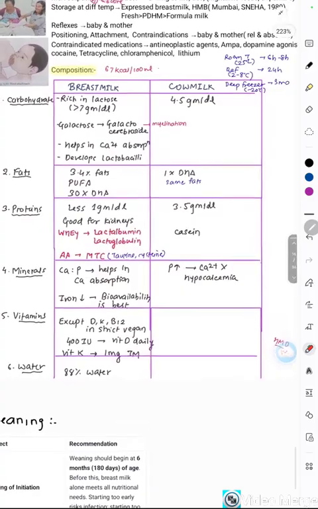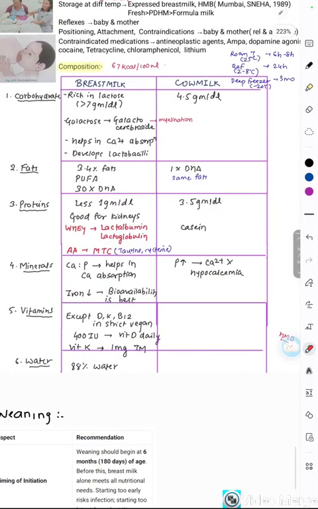Now the composition of the breast milk is important. 100 ml of breast milk has about 67 kilocalories. It is rich in lactose, more than 7 grams per dl. The galactose consists of galactosaccharide, which is important for myelination, helps in carbohydrate absorption, and helps in lactobacillus growth. Then the fats, there are about 3 to 4% fats, and it has 30 times the level of docosahexaenoic acid as compared to cow milk.